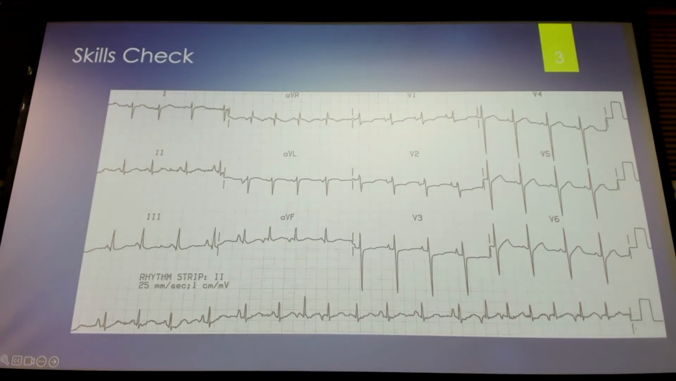Let's see here. Banks. James Banks, where you at? Okay, sir, what do you think here? Let's go with what is our rate, and what do you think the rhythm is?